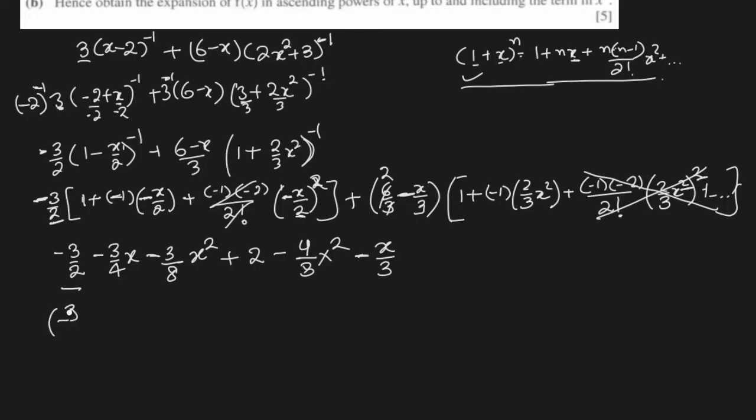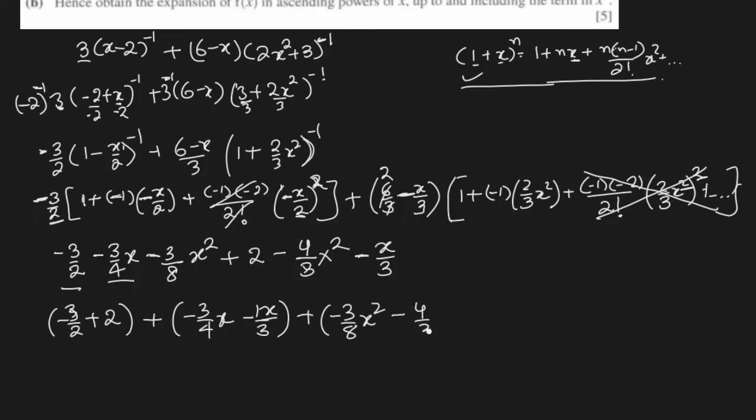Minus 3 over 2, this is the constant part, plus 2. Minus 3 over 4x plus minus 3 over 4x and negative x over 1 over 3. Like we can write 1 over 3. Okay. Then we have negative 3 over 8 x square, negative 4 over 3 x square. 1, 2, 3, 4, 5, 6. There's 6. Okay. Negative 3 over 2 plus 2. 2 times 2 is 4, minus 3, 1 over 2.